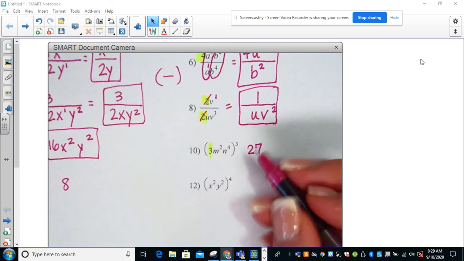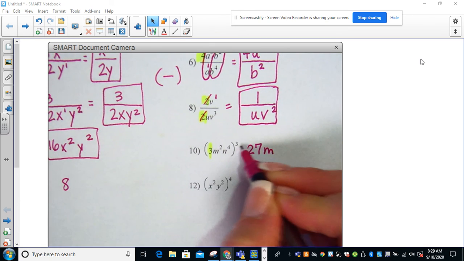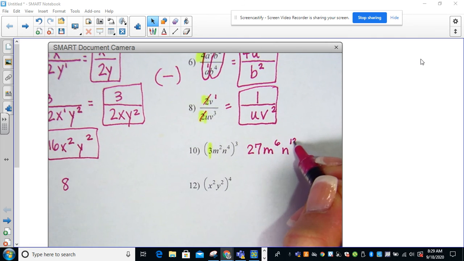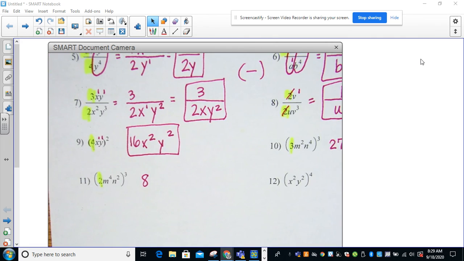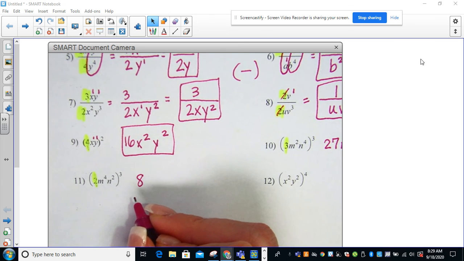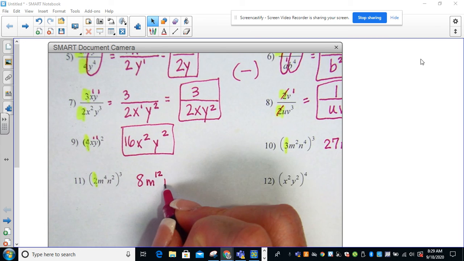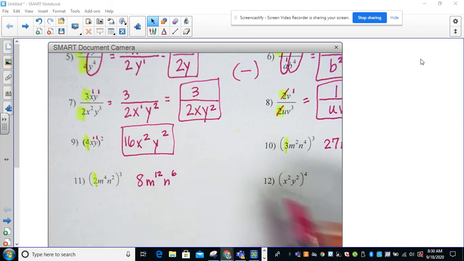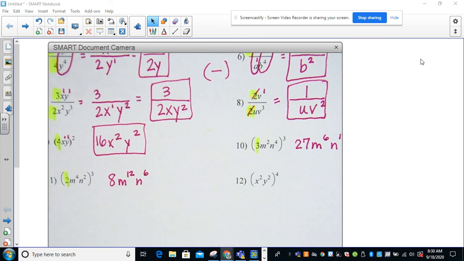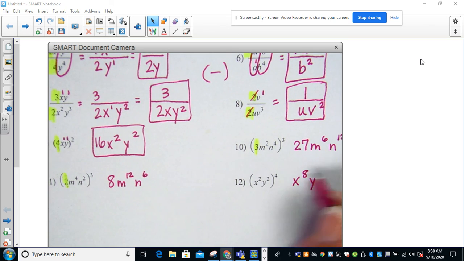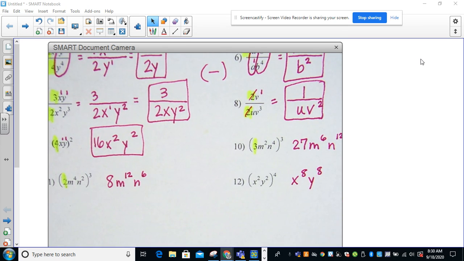Over here, for m, it would be 2 times 3, which is 6. And for the n, 4 times 3, which is 12. Back down here, for the m's, 4 times 3, 12. And for the n, 2 times 3, 6. And finally here, 2 times 4 is 8, and another 2 times 4 is 8. So I hope this helps with rules of exponents, multiplying, dividing, and the power rule.